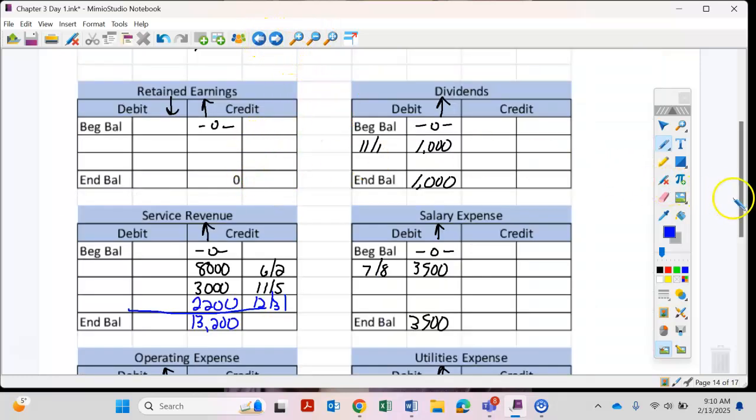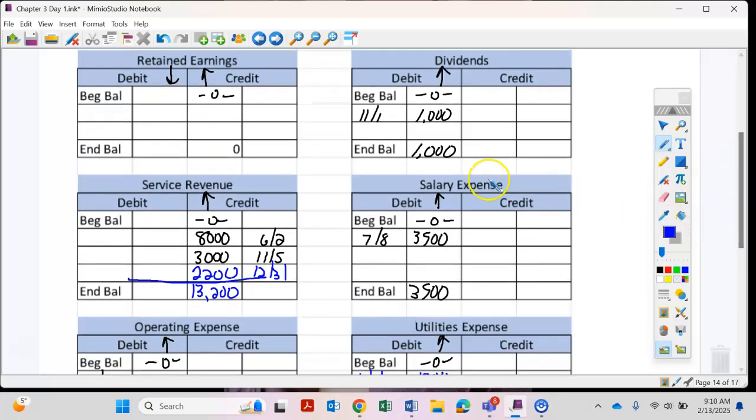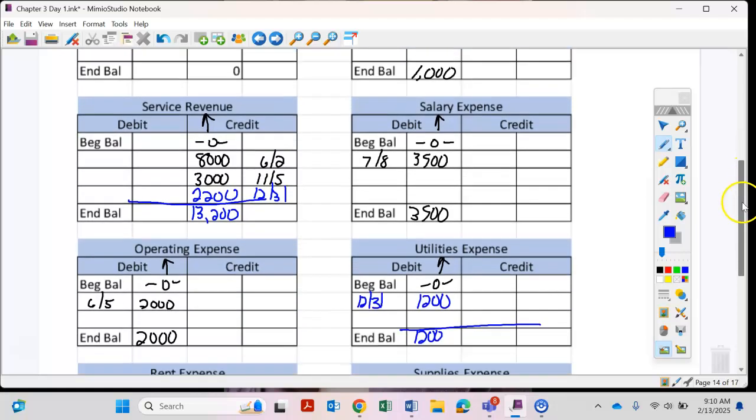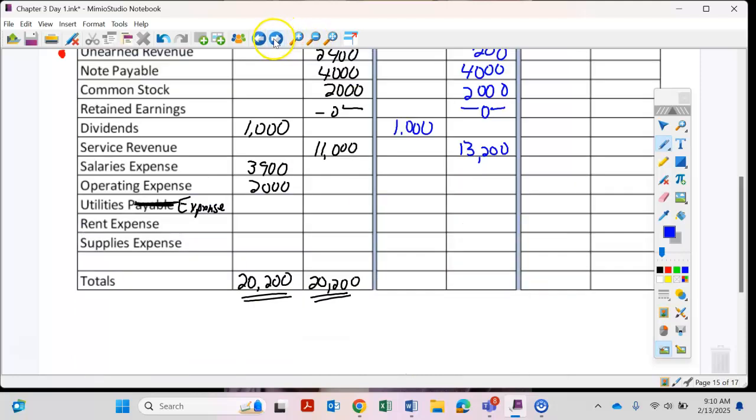Okay, so second page, again, notes payable and common stock didn't change, retained earnings stayed there. Okay, dividends stayed at $1,000, but revenue went up to $13,200. It's a credit. Dividends stayed at a debit of $1,000. Service revenue is a credit, and it went up to $13,200. Then we have our expenses. Salary stayed the same. Operating stayed the same. Utilities expense now has a balance of $1,200. Those are debits.